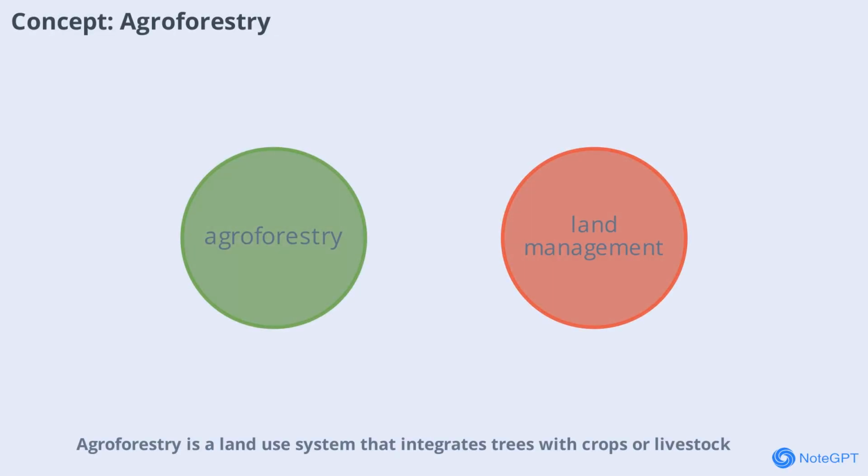Agroforestry is a land use system that integrates trees with crops or livestock. It creates more diverse, productive, and sustainable landscapes. Agroforestry improves soil health, increases biodiversity, and provides additional income. It is an innovative approach to land management that benefits both people and the environment.